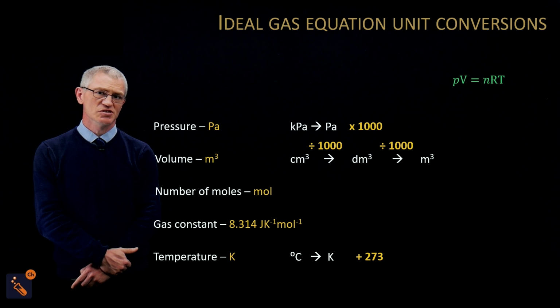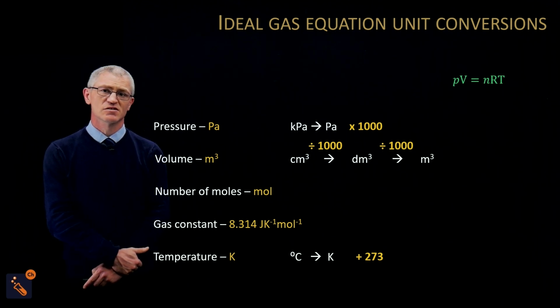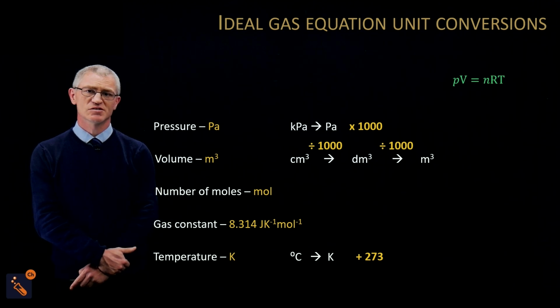So let's make sure that you know them. So times by 1,000 for pascals, divide by 1,000,000 to do centimeters cubed to meters cubed, and plus 273.